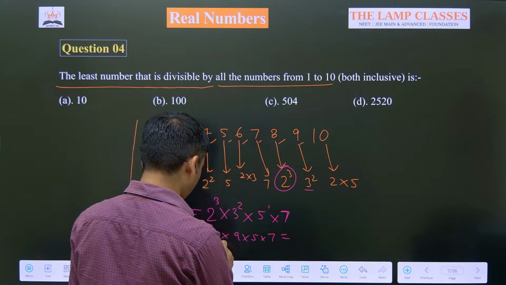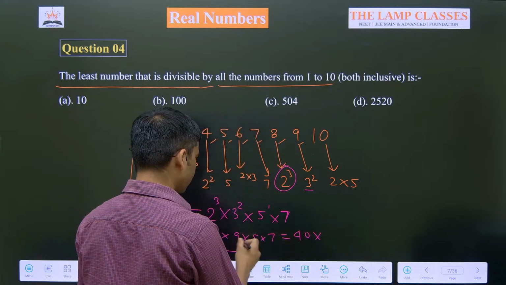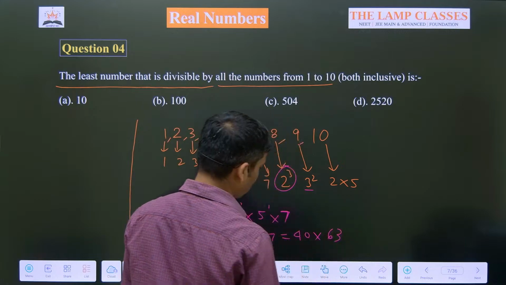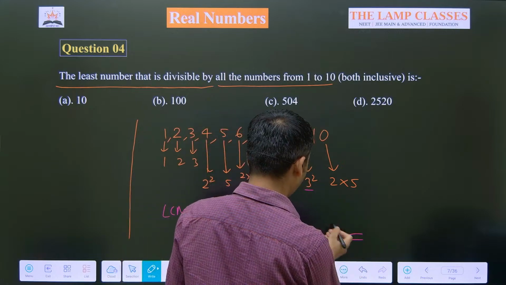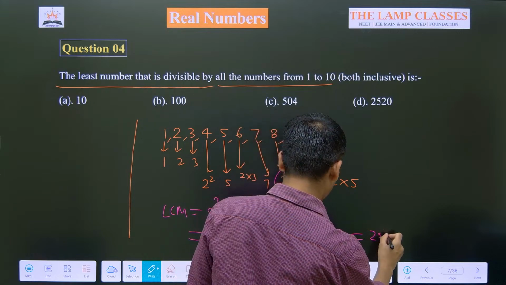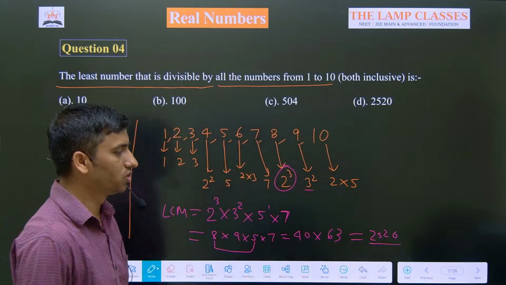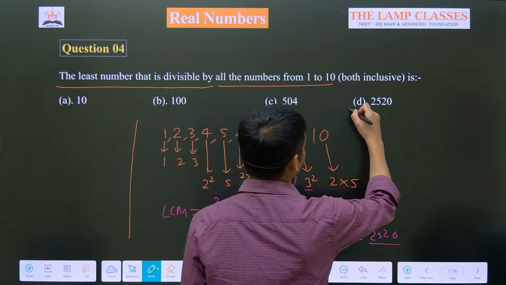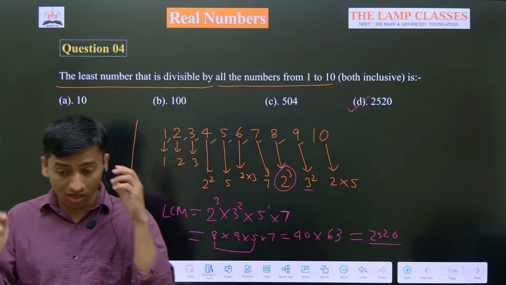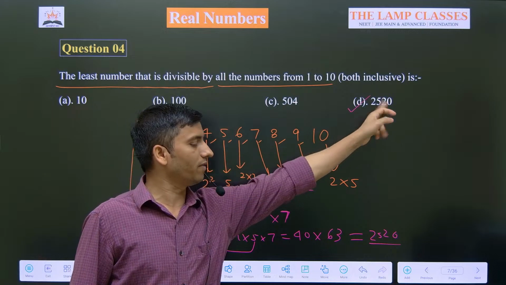We can multiply these two first, 8 into 5 is 40, and then 63. Now you multiply them. So it is 126, 252, right? And then 0. So the number has to be 2520. Some people even remember this, but it's fine. So the smallest number which is divisible by all the numbers from 1 to 10 is 2520.